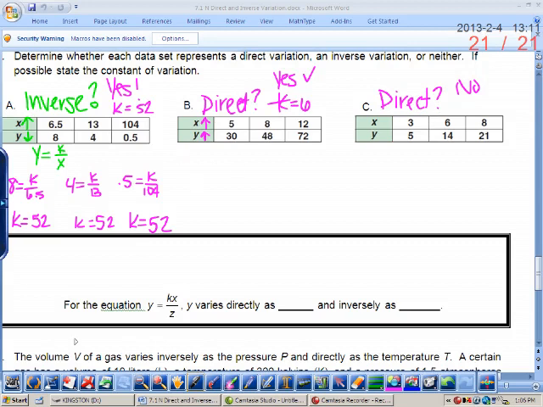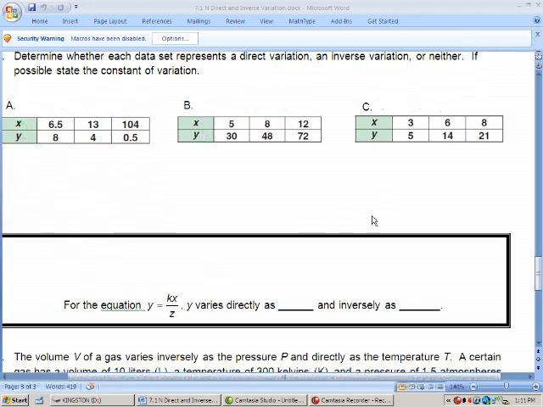Okay. Last kind of variation we're going to talk about today is called combined variation.